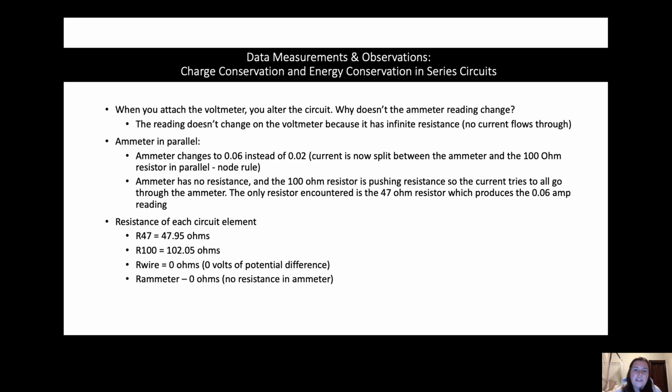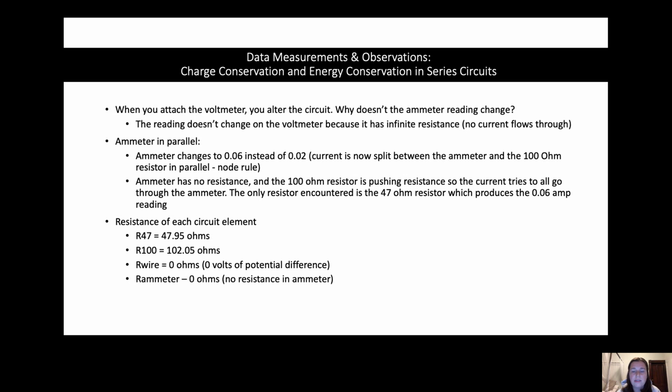So then we're looking at attaching the voltmeter. We're altering the circuit. Why does the ammeter reading change? It doesn't change with the voltmeter because it has infinite resistance, so there's no current flowing through it. With the ammeter in parallel, you're seeing the ammeter change to 0.06 amps instead of 0.02, because the current is now split between the ammeter and the 100 ohm resistor in parallel, and it's due to the node rule that it's now reading 0.06.